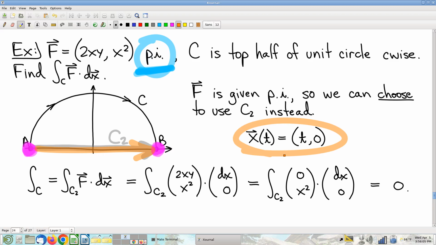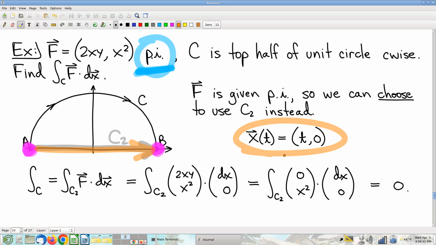You look at our formula here for our parameterization. X and y are monomials. So these are just polynomials. X prime, again, the derivative of this, polynomials. I'm going to end up with an integral of a polynomial. That's easy. No half-angle formulas, no u-subs, just easy calculation.